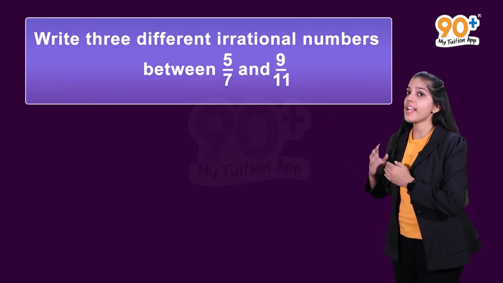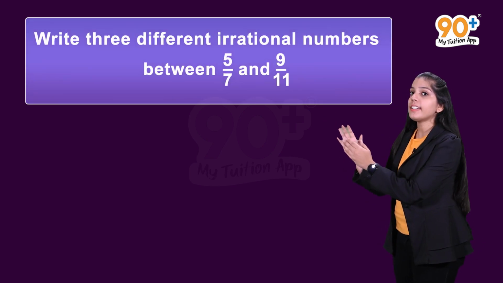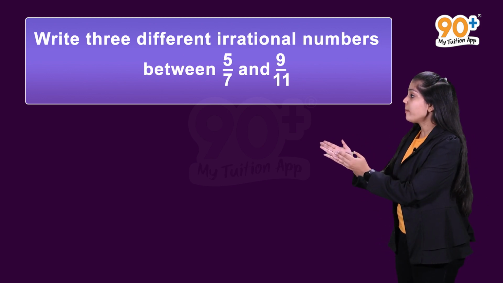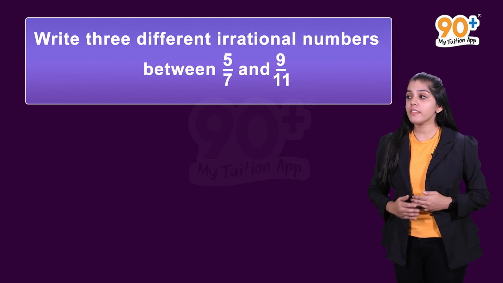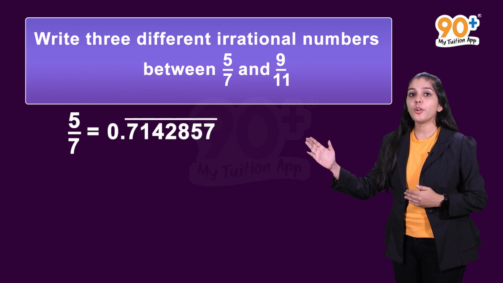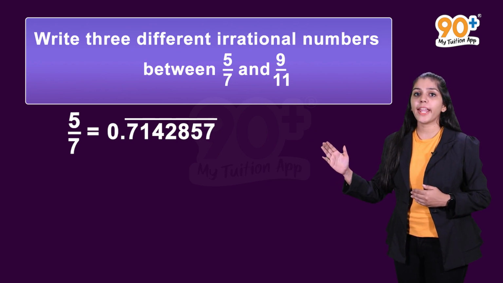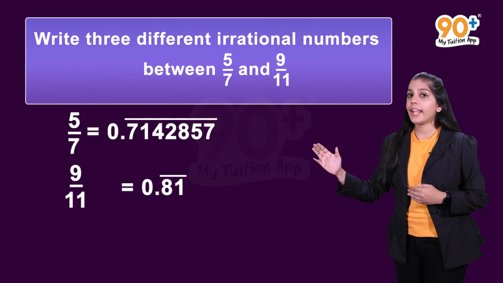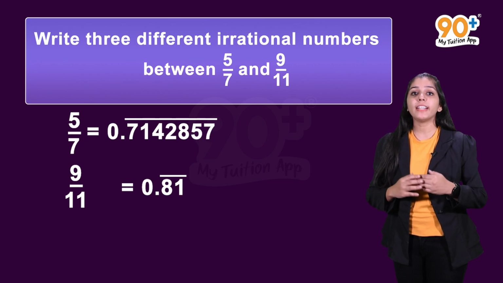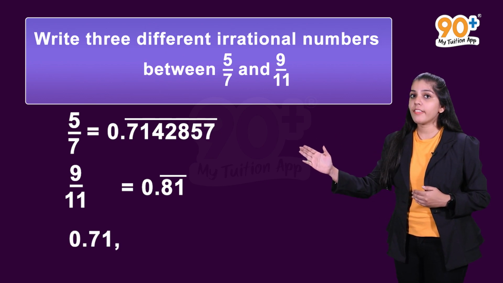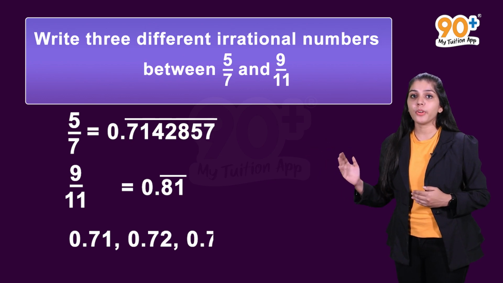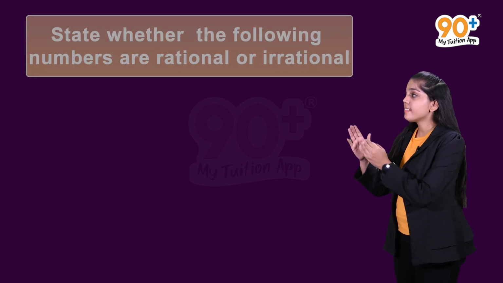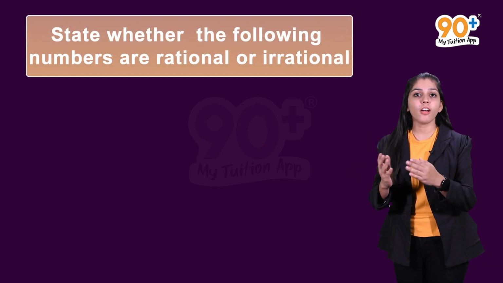Write 3 different irrational numbers between 5 by 7 and 9 by 11. Students, first let us write down the decimal expansion of 5 by 7 and 9 by 11. We have 5 by 7 is equal to 0.714285 bar. And we have 9 by 11 is equal to 0.81 bar. So, the required irrational numbers are 0.71, 0.72 and 0.73. Let's discuss another question.